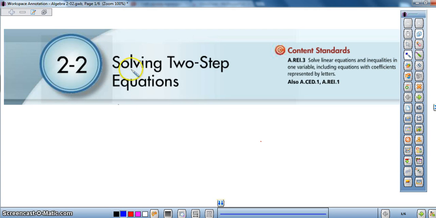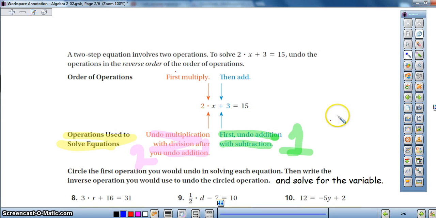Today's lesson that you're looking at is 2.2, solving two-step equations. Our Common Core Standard, A-REI.3, is to solve linear equations and inequalities with one variable, including equations with coefficients represented by a letter. I know most of you solved some two-step equations last year in pre-algebra. You may have seen this equation, 2x plus 3 equals 15.